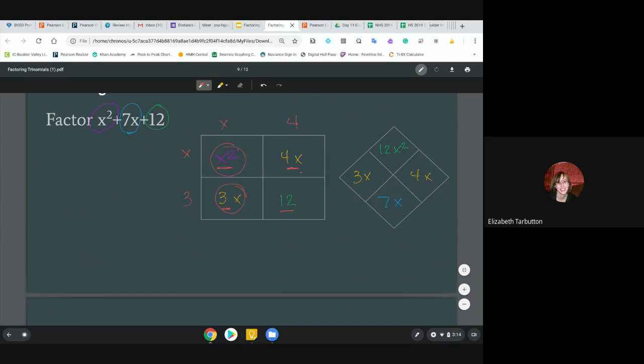So that tells us that our factors are x plus 3 and x plus 4. So our final step is to write them in this format.